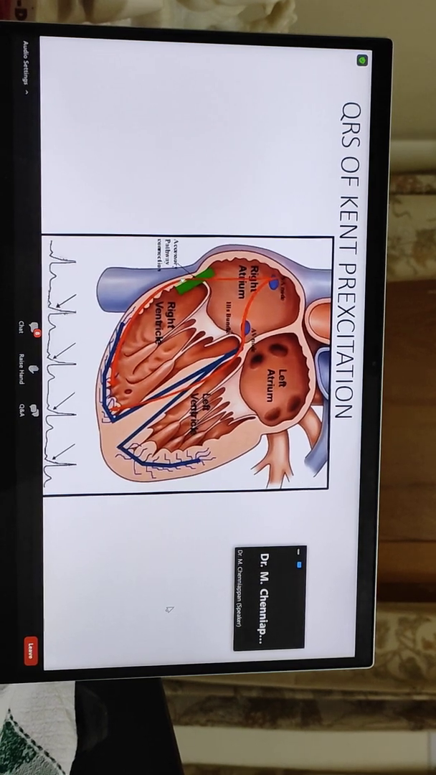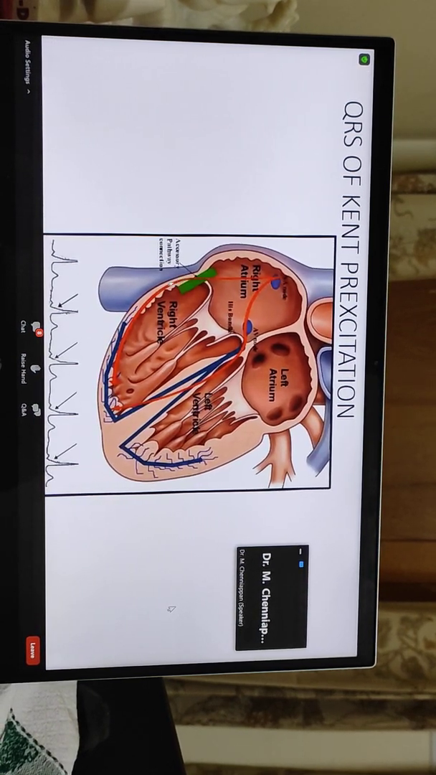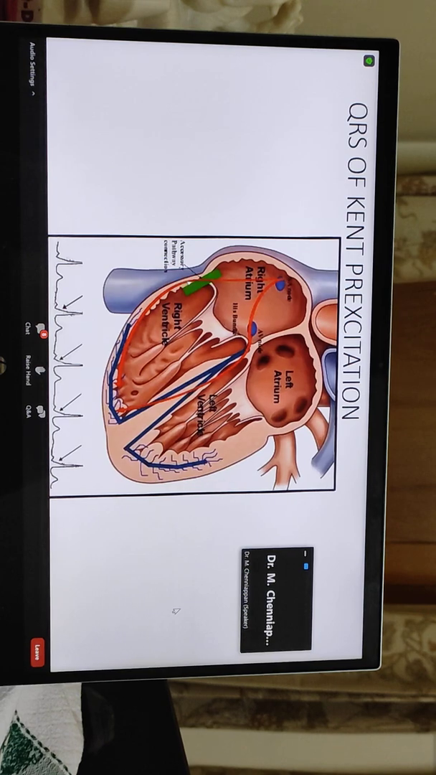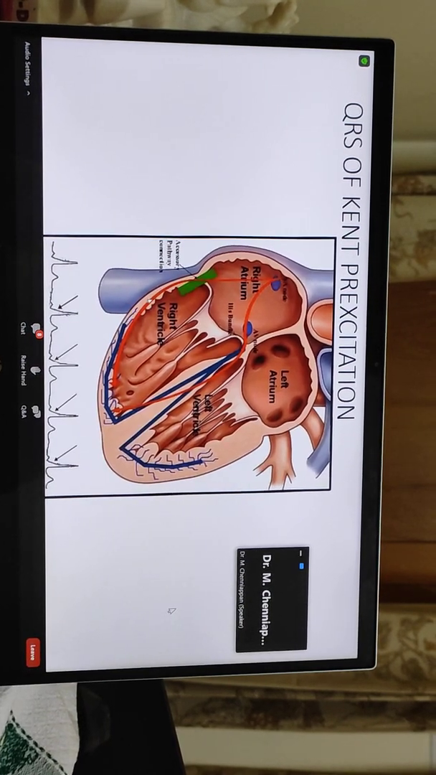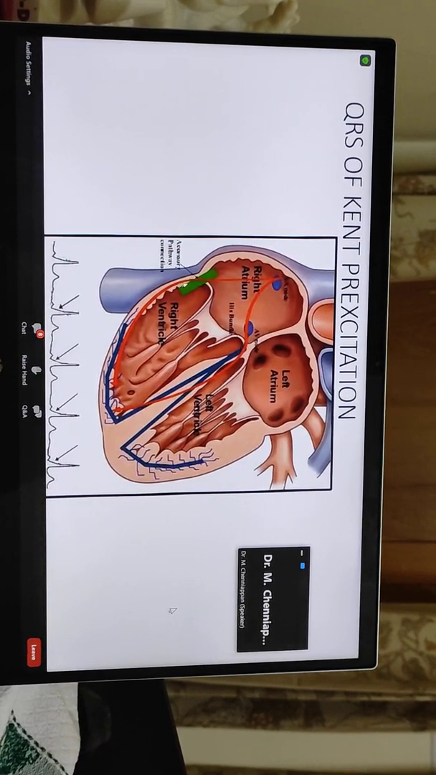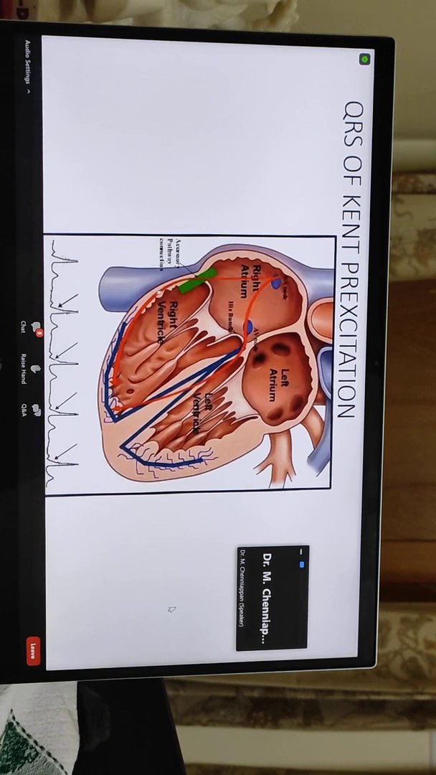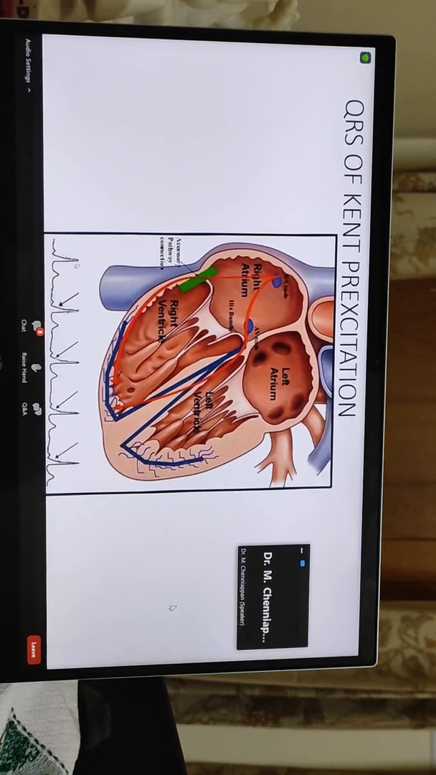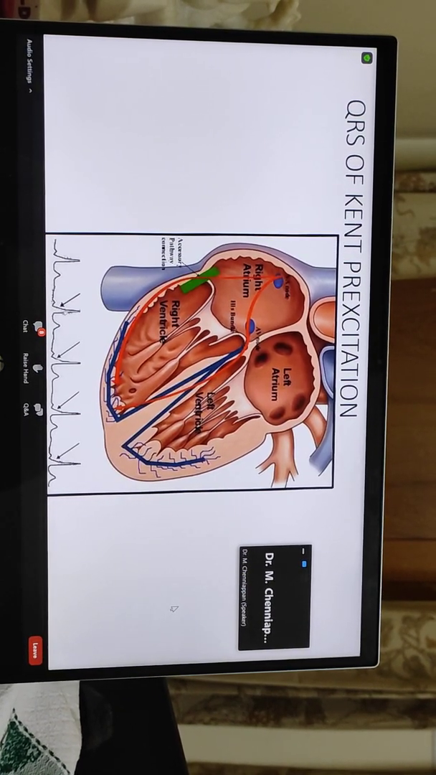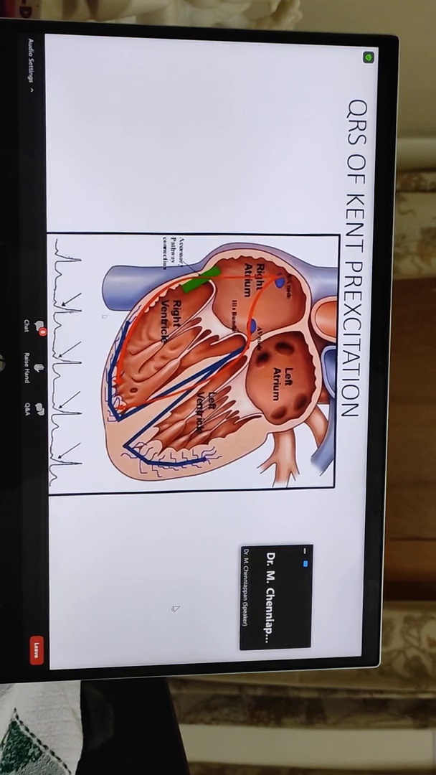So that's why the muscle is conducting at 0.5 meters per second. The initial portion of the ventricular depolarization is terribly slowed because the impulse is conducted slowly through the muscle. That will result in the initial slur of the QRS complex, which is called the delta wave.